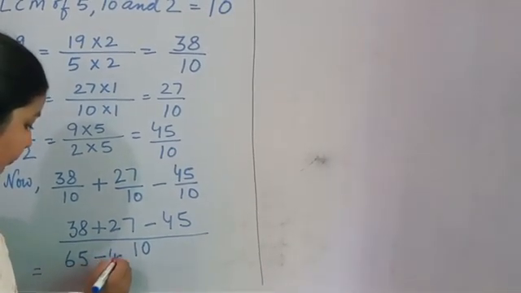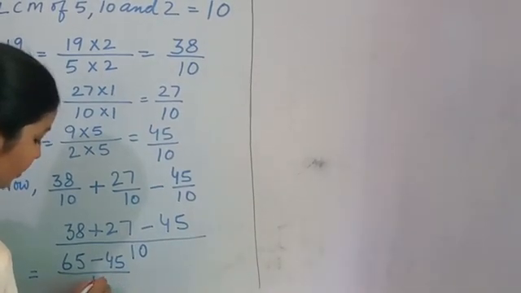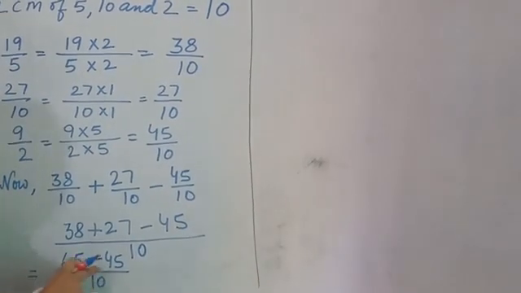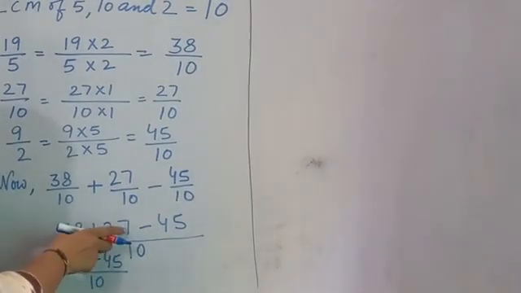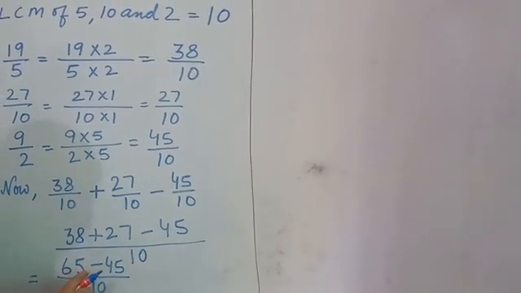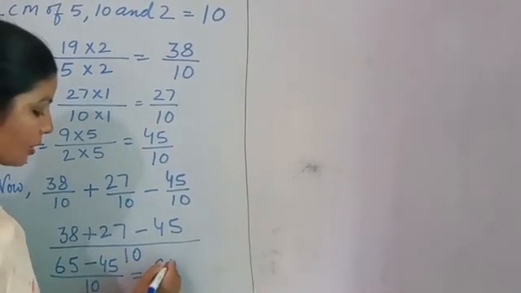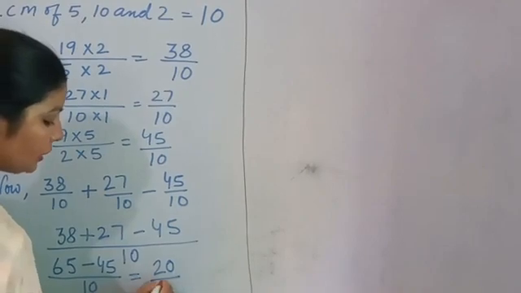Minus 45 and the denominator will remain the same, 10. Okay. Now 65 minus 45. पहले हम plus करेंगे तो first operation. After that we will do minus. So 65 minus 45, that's equals to 20 upon 10.